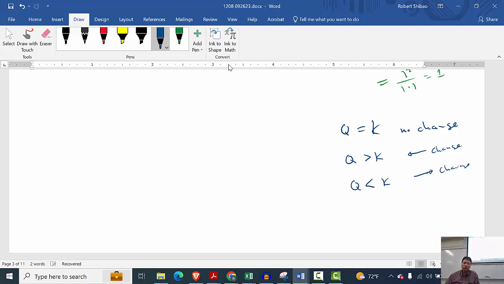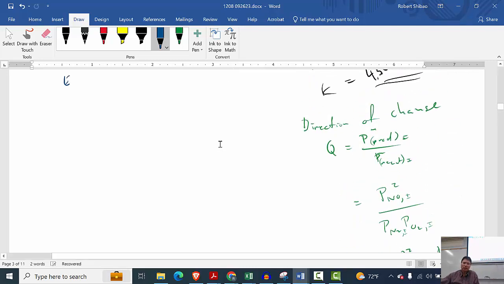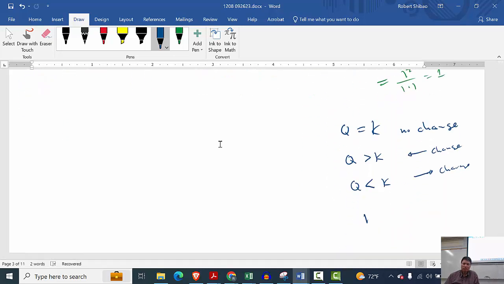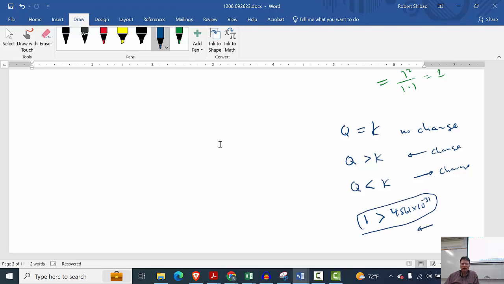And so what we're doing is comparing Q, which is 1, and our K. Our K value is 4.561 times 10 to the minus 31. I'm ignoring sig figs for right now. That shows that Q is much larger than K. We have too much product, and so the change is going to be to the left.